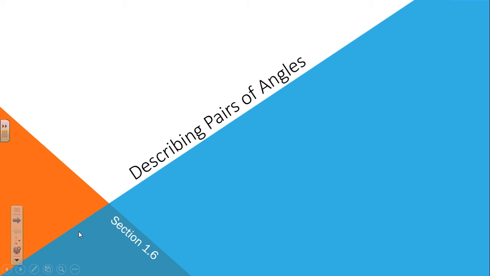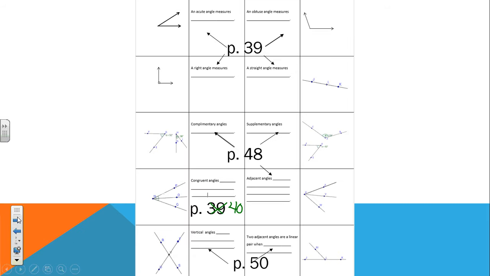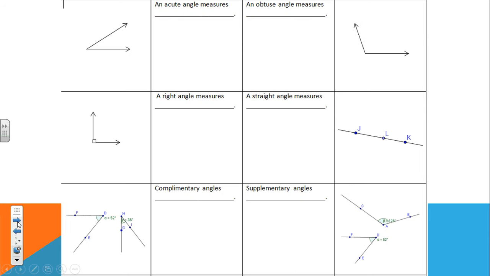Section 1.6 is on describing pairs of angles. And some of those angles we wanted to have some other information with us, so we put together our little foldable here. And we want to talk about a few of them in particular because they're new to us. So acute, obtuse, right, straight angles are all things that we discussed the other day. But we want to talk about complementary angles and supplementary angles.